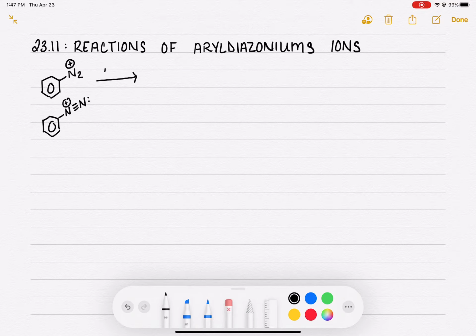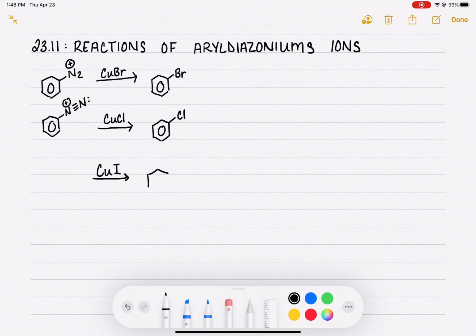So you can use this reaction if you want to put a bromine on an aromatic ring. Even though we do already know how to put a bromine on an aromatic ring, this would be another way to go about doing it with copper 1 bromide. You could also use this reaction to put a chlorine on an aromatic ring, and I know that's not exciting because you already know how to do that as well. But what about iodide? This reaction will put an iodide on the ring, and that's something that we don't know how to do.